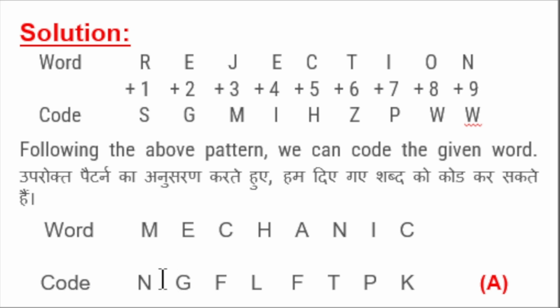The pattern we used above is the same one we used here. So as we see, N is the next letter to M, G is the second letter to E, F is the third letter to C, L is the fourth letter to H, F is the fifth letter to A, T is the sixth letter to N, P is the seventh letter to I, K is the eighth letter to C. Therefore, the right code is NGFLFTPK, which is option A in the given question.